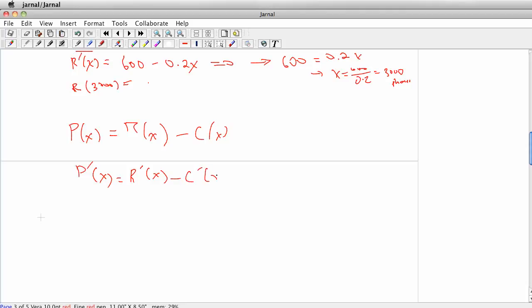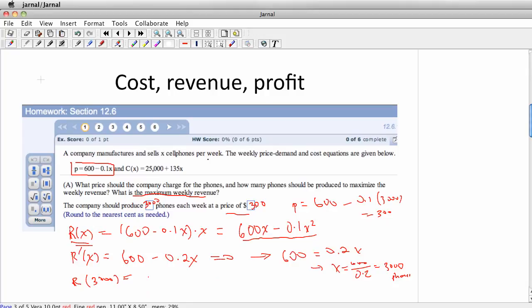The reason I'm thinking of it that way is because I already calculated the marginal revenue. I already did that problem. So rather than do it again, I can just copy down my answer for marginal revenue that I had above. So marginal revenue is 600 minus 0.2x. And then I have to subtract marginal cost. Marginal cost, remember, is the derivative of the cost function. Well, the cost function is here, and that's a very simple equation. The marginal cost is just 135. There's not even an x in there.